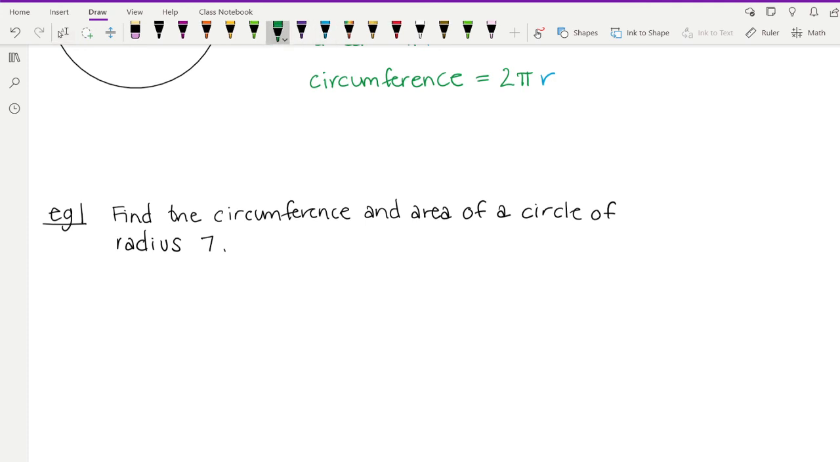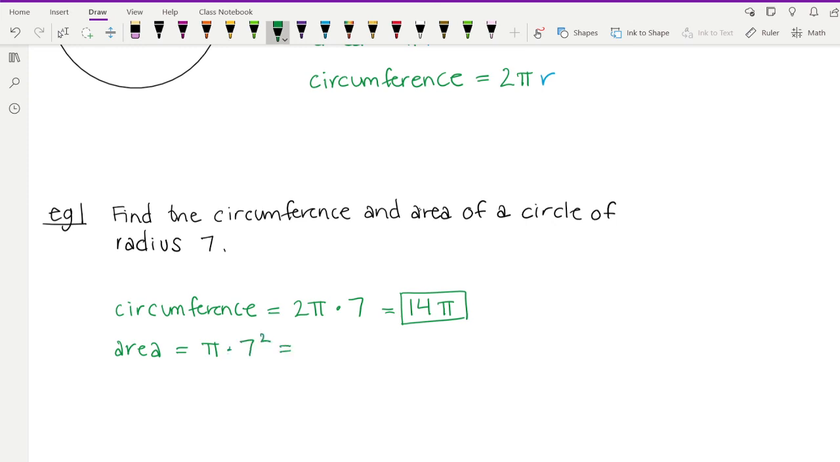To find the circumference, we would do 2 pi times the radius. So that would be 2 pi times 7, and so that is 14 pi. Then to find the area, we would just do pi times the radius squared, which in this case is pi times 7 squared. So that would be equal to 49 times pi.